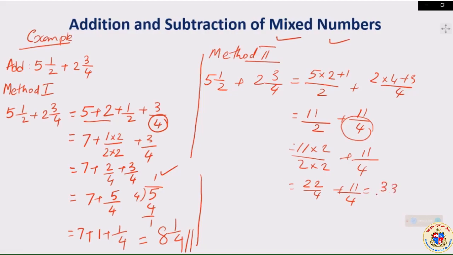Right? 33 upon 4 means you simply divide 33 by 4. 33 divided by 4 it is. 8 4s are 32, balance is 1, that is 8 and 1 upon 4. We got the same answer. There are many such methods by which we can solve this kind of mixed numbers and its addition. In the case of subtraction also, the method is the same.